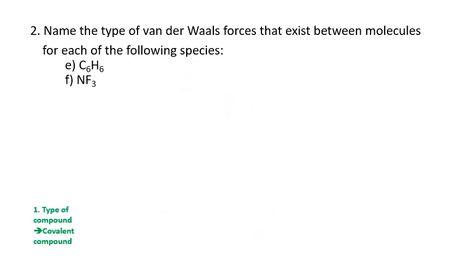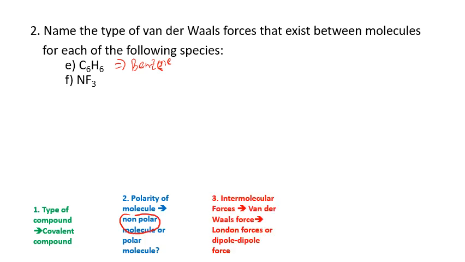Next one is C6H6, which is benzene. As we know, the elements consist of carbon and hydrogen. The bond will be considered a non-polar molecule. So because it is a non-polar molecule, only London forces are present.